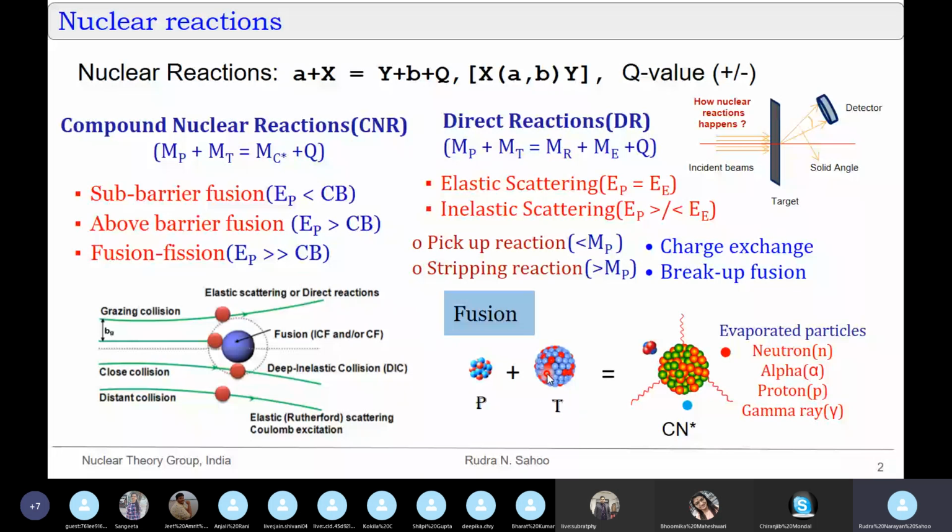When a projectile comes with slightly more energy as compared to the barrier, it completely fuses with the target. And the projectile completely dissipates all its kinetic energy. After that, repetitive interaction occurs between the internucleonic degrees of freedom of the projectile and target, and finally leads to a thermally equilibrated compound nucleus.